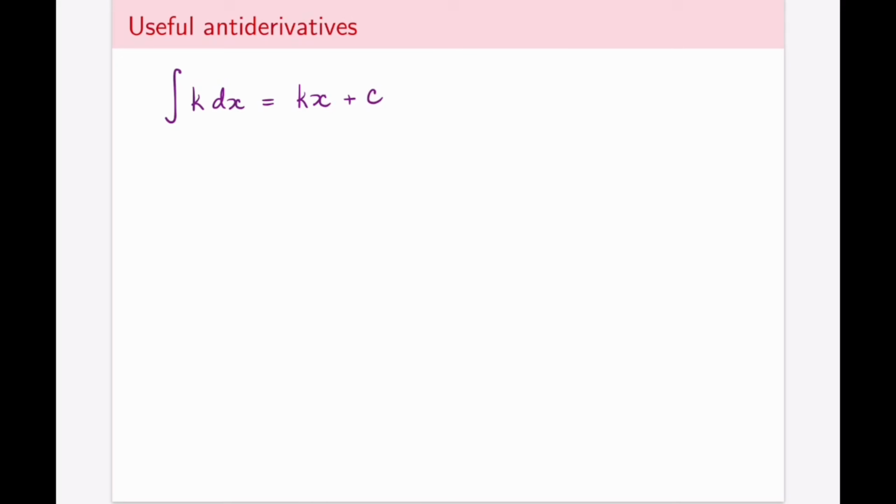What about if I have x to some power n dx? So if I ended up with x to power n as a derivative of something, what did that something have to be?